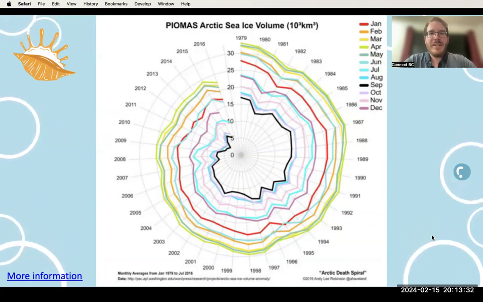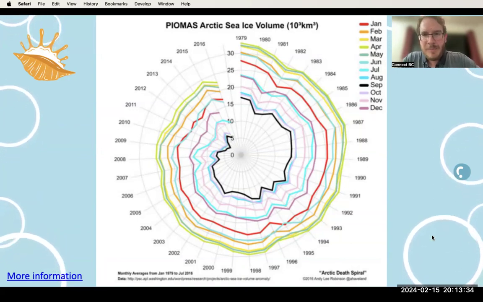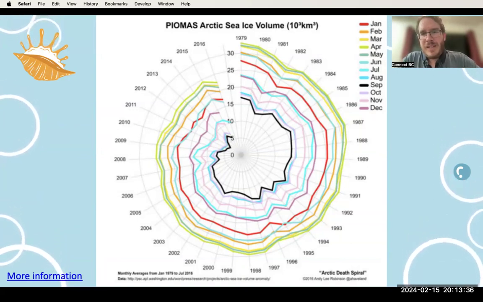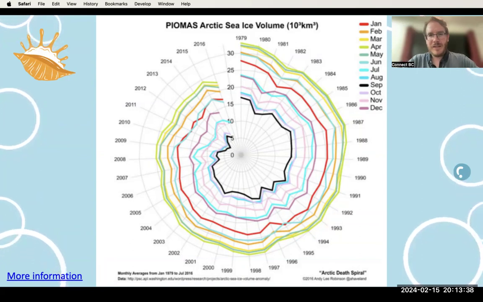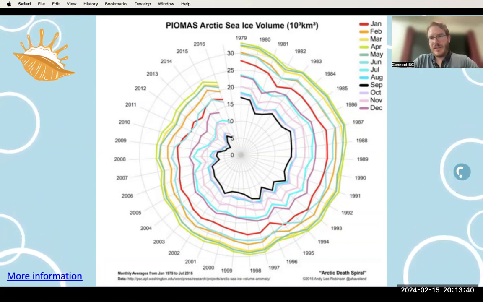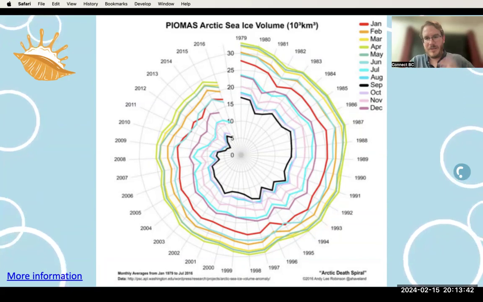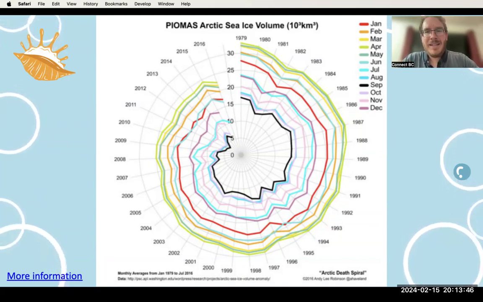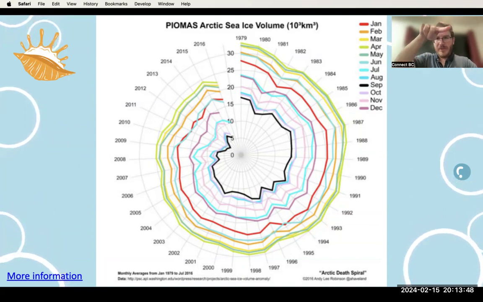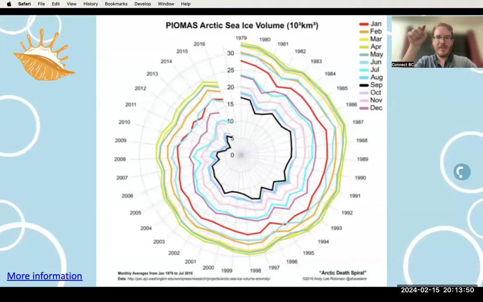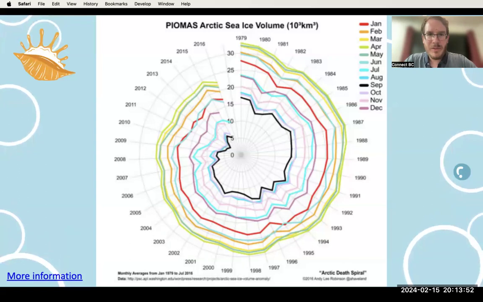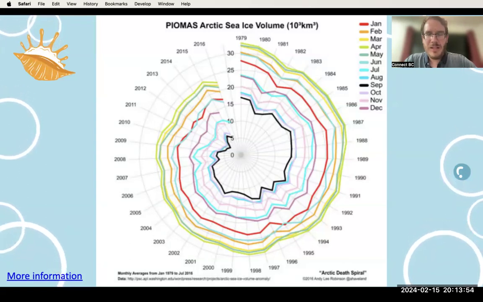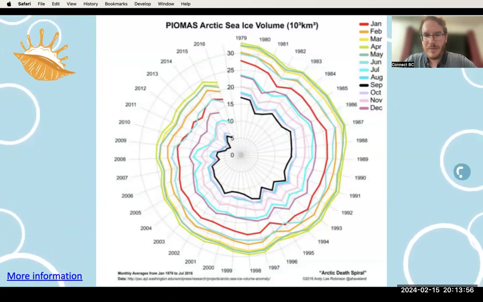And so this is Arctic sea ice volume for every month of the year. The different colored lines are different months of the year, because obviously there's going to be more ice in winter and less ice in summer. That's just how the seasons work. But we can see that as time goes on, so over the years, moving around clockwise, they get closer and closer to the middle, which indicates a smaller amount of sea ice as a result.